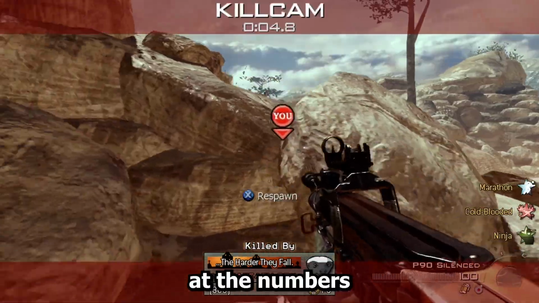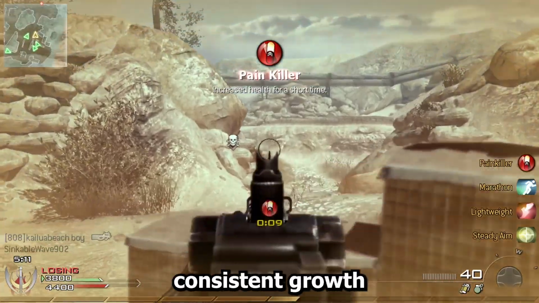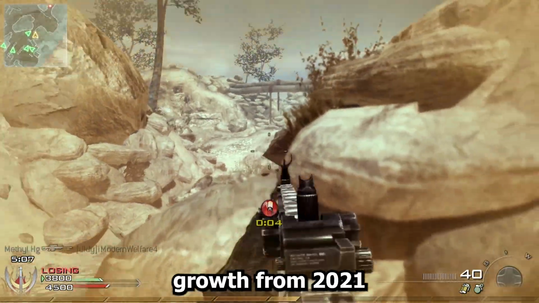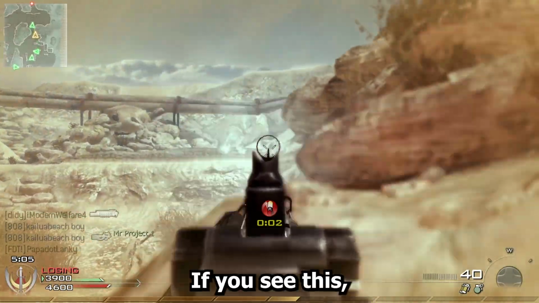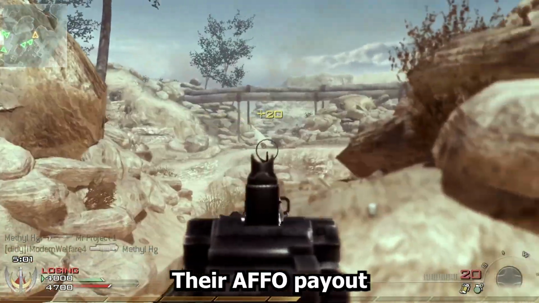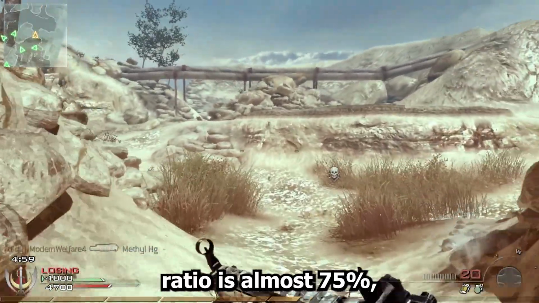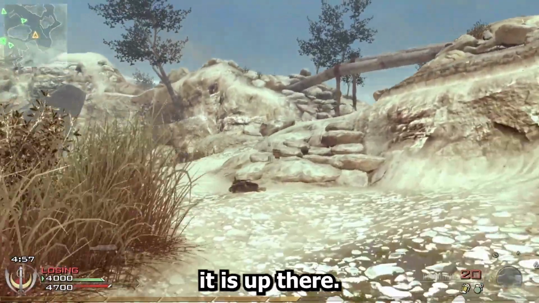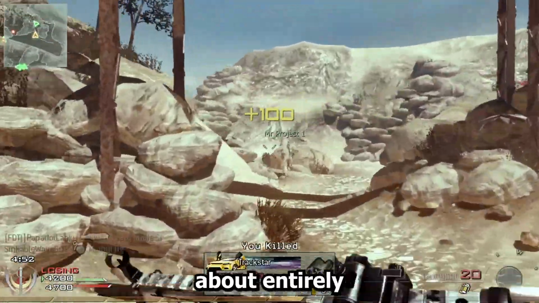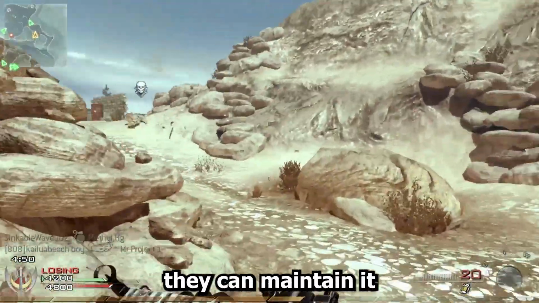And if we look at the numbers annually, they've seen consistent growth since 2018 and have seen rapid growth from 2021 to 2022. If you see this, it's crazy. I'll put a chart on the screen actually. Their AFFO payout ratio is almost 75%, which is up there, but as we've seen with Realty Income, it's not something to freak out about entirely. They can maintain it.